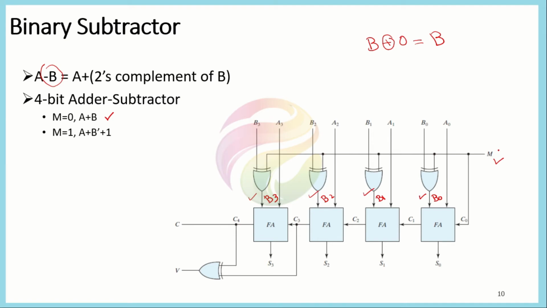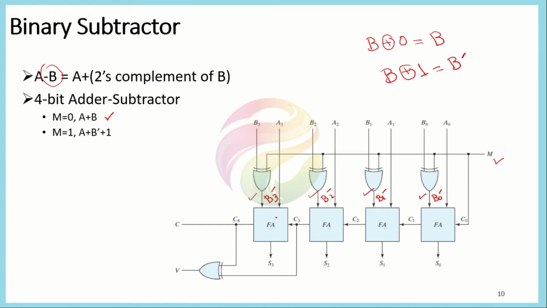And when m is equal to 1, then what would happen here is that we would have the term b exclusive OR 1. And if you remember, this is equal to the b complement term, meaning we would be getting the complement terms here, here, and here. So if b3 is 1 here, then we would be getting b3 equal to 0 here. If say b2 is equal to 0 here, then we would be getting it equal to 1.